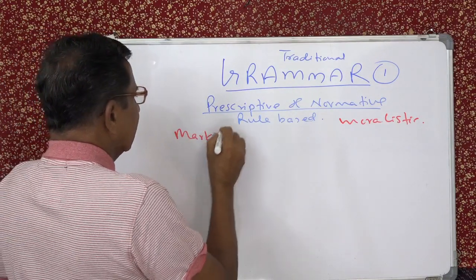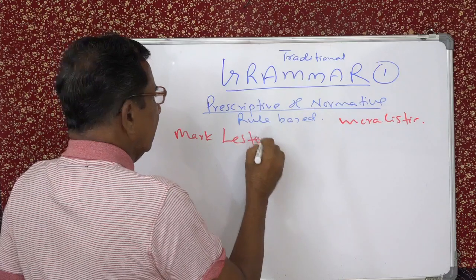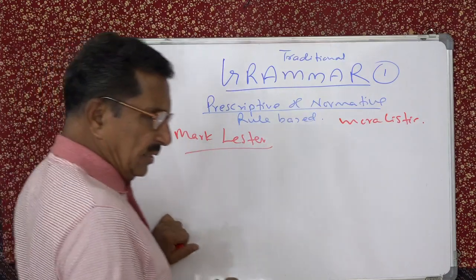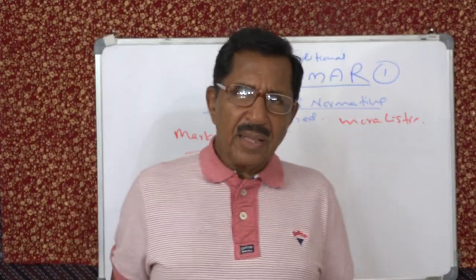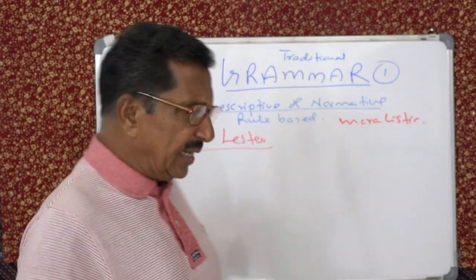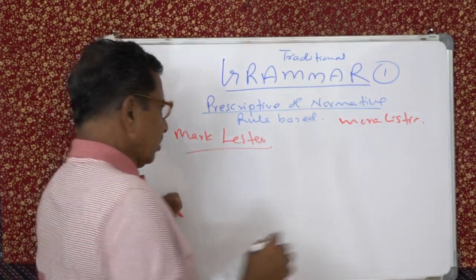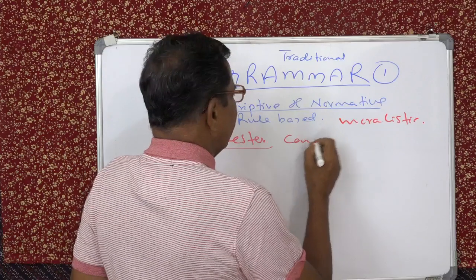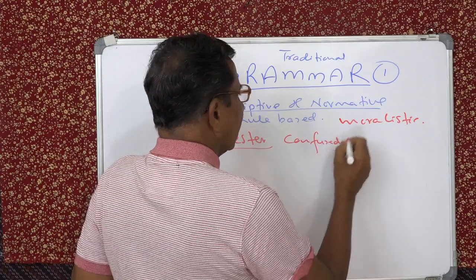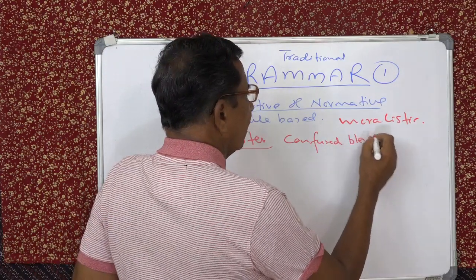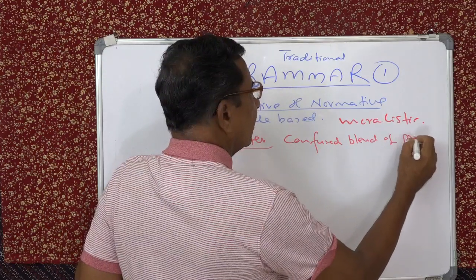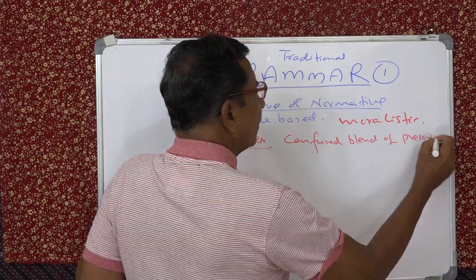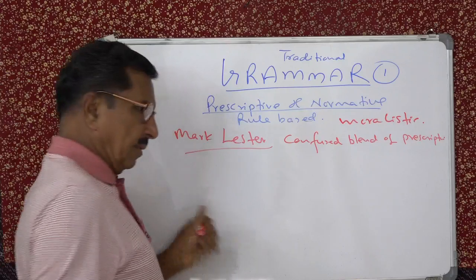So, Mark Lester, you have heard of Mark Lester? He says, what is traditional grammar? It is a confused blend of prescriptive and descriptive rules. A confused blend, he says. Confused blend of prescription and description. And now what is prescription?